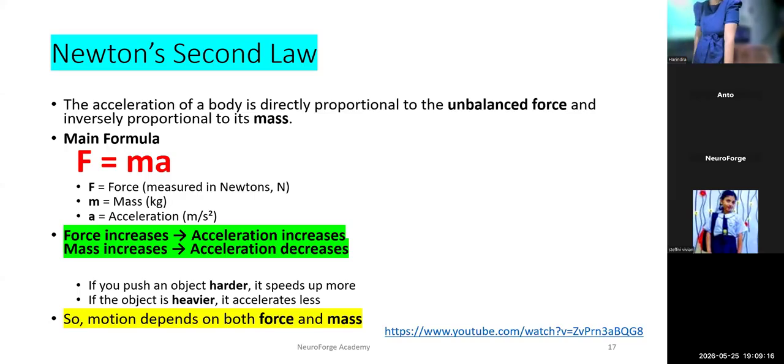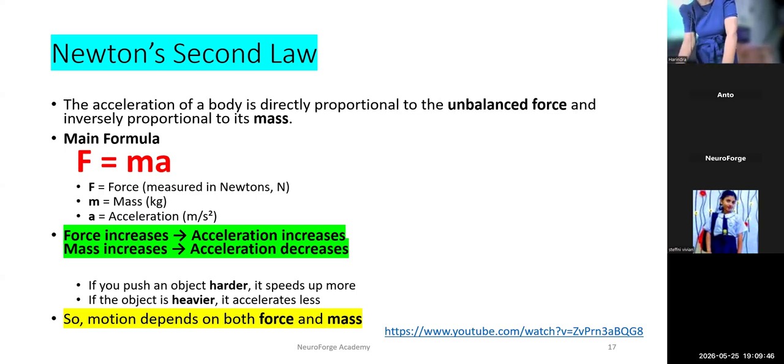Okay. So this acceleration depends on the force and the mass. More force means more acceleration. More mass means less acceleration. Why? Acceleration of a body is directly proportional to the unbalanced force and inversely proportional to its mass.